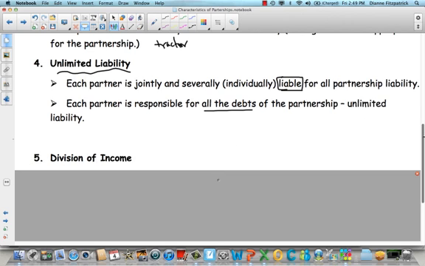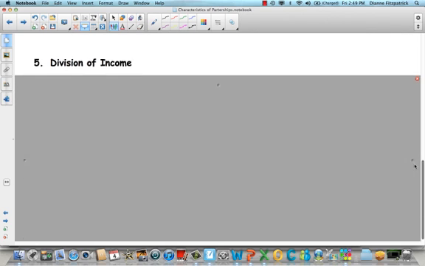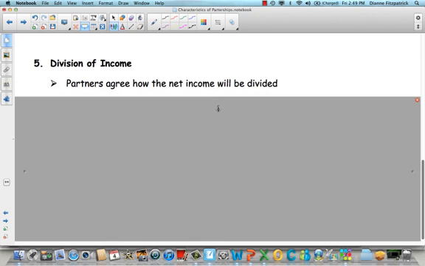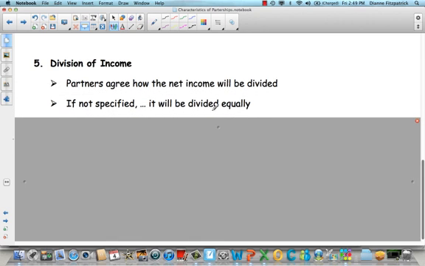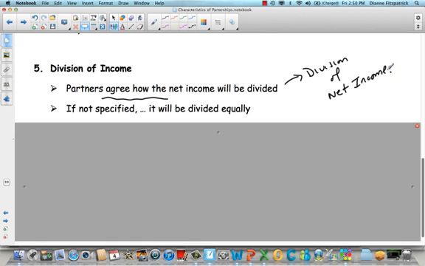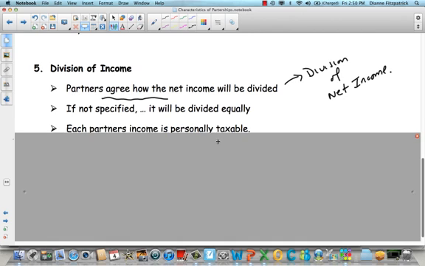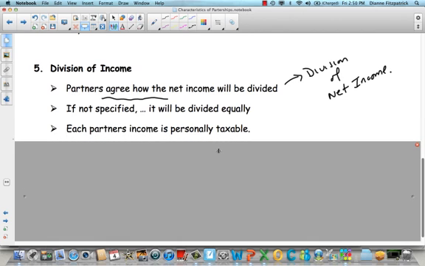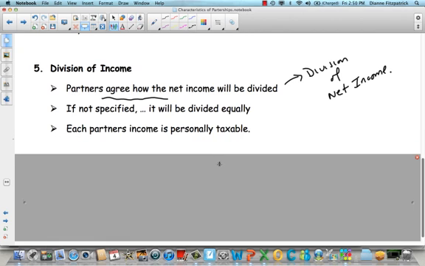Another characteristic of a partnership is division of income. Well, of course, we've got to divide the income that the partnership makes, right? Partners need to agree on how the net income will be divided. And this is going to be my favorite topic, division of net income, that we're going to do in the next video. If it's not specified clearly, it's going to be divided equally. Seems pretty fair, right? Each partner's income is personally taxed. So we talked about income tax. Well, each partner will pay income tax on the company, just like a sole proprietor, they're going to pay tax on the company's earnings.